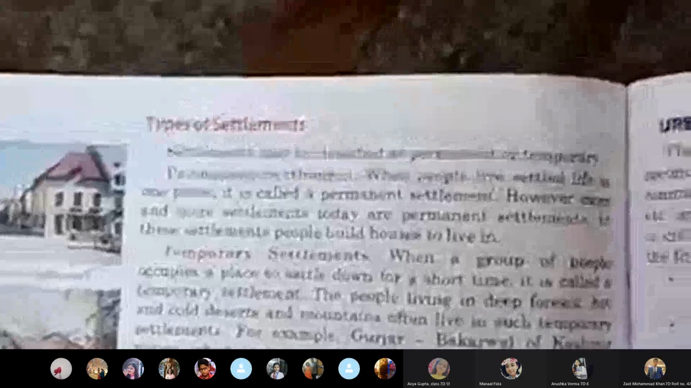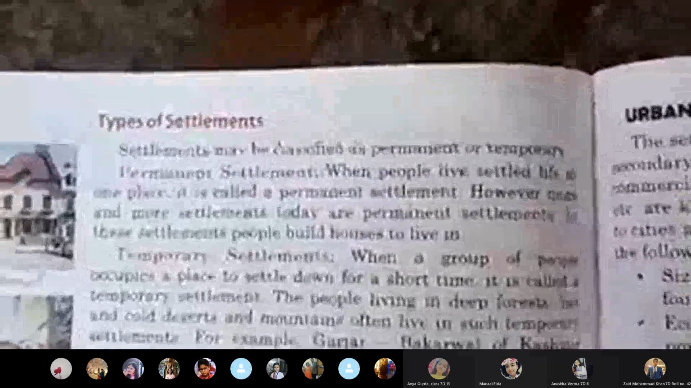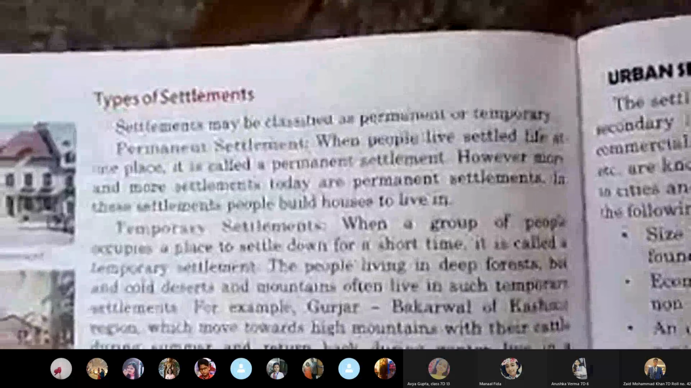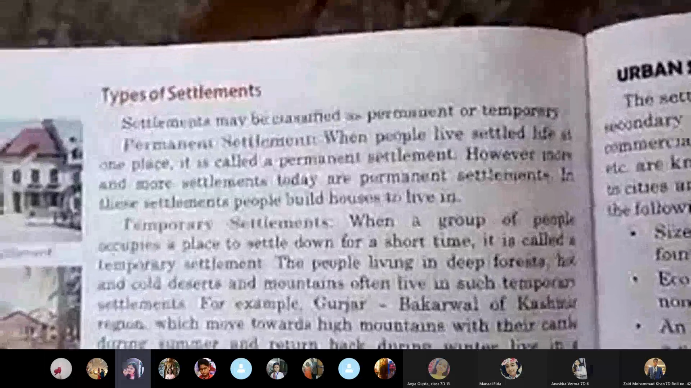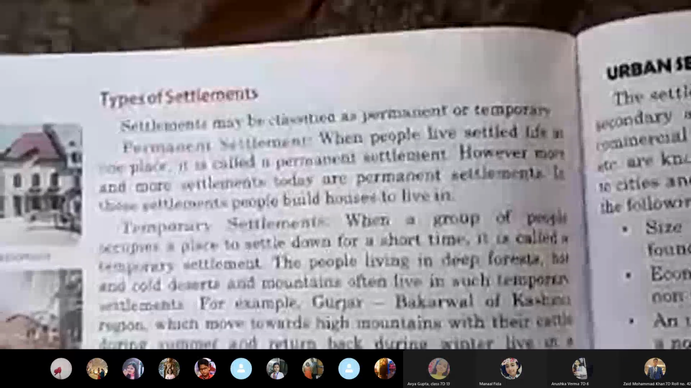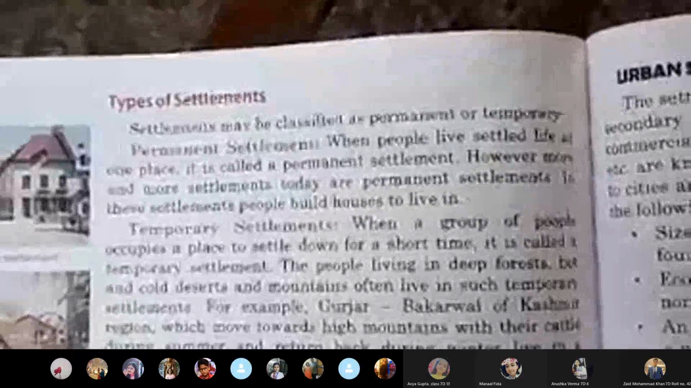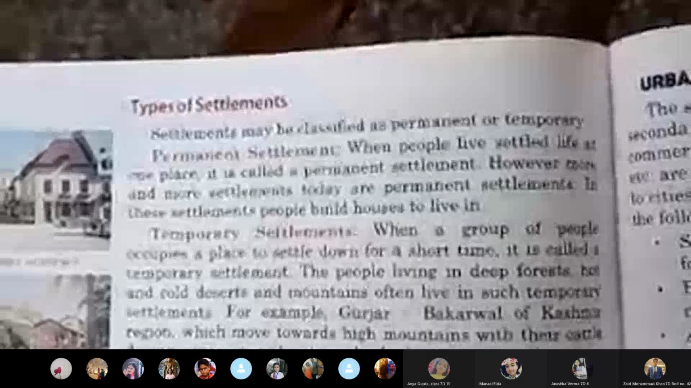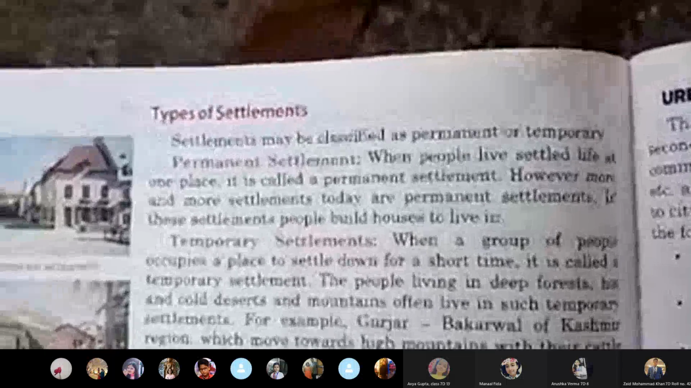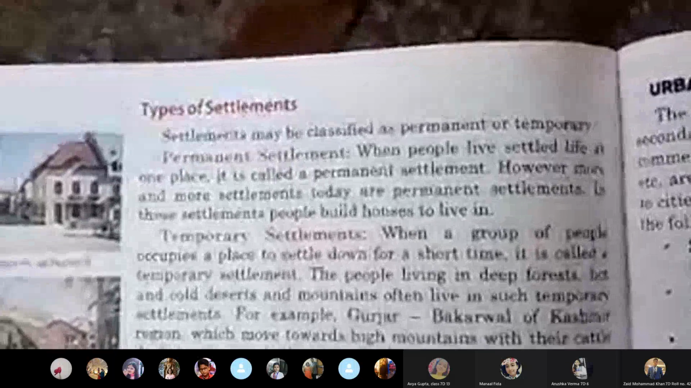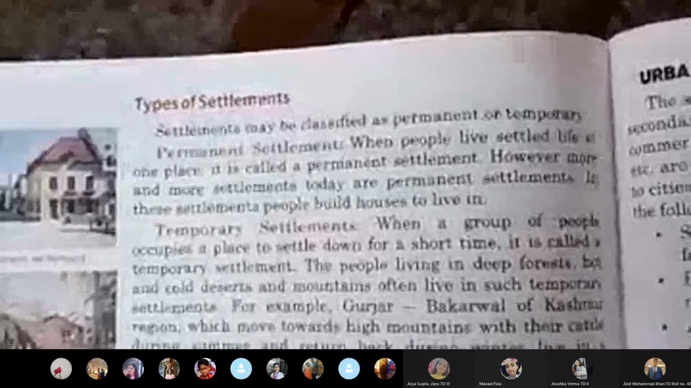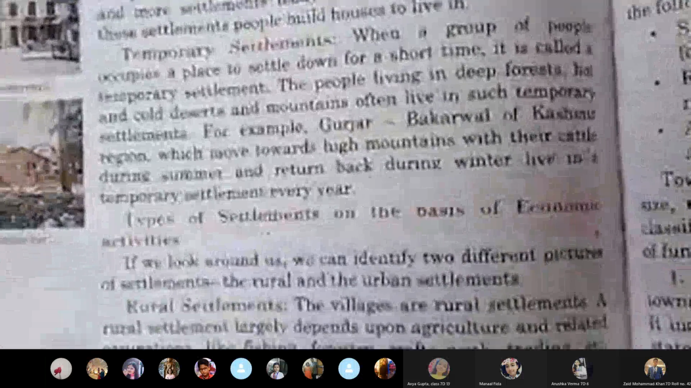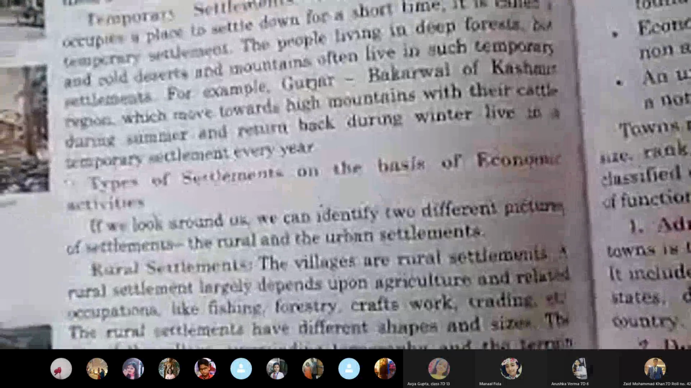Now we come to types of settlements. Types of settlements can be classified as permanent or temporary. As the word tells you, permanent means when people live a settled life at one place; it is called a permanent settlement. That means they are no longer moving from one place to another. More and more settlements today are permanent settlements. In these settlements, people build houses to live in. We all know that, and it's a very common factor. We all live in a permanent settlement. We all have a house and we don't keep changing it.